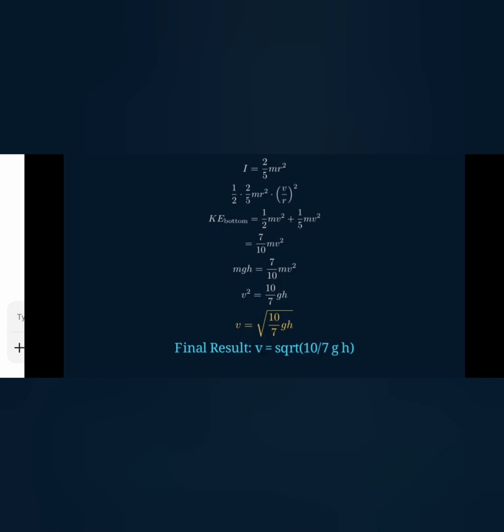Conservation of energy says potential energy equals kinetic energy at the bottom. So mgh equals 7/10 mv squared. Mass cancels out on both sides. Divide both sides by 7/10 m, cancel mass. We then multiply by 10/7 and take the square root, giving v equals the square root of 10/7 times gh. So the clean answer is the linear velocity at the bottom is the square root of 10/7 gh. All of the potential energy has become motion, split between translation and rotation for the rolling sphere.